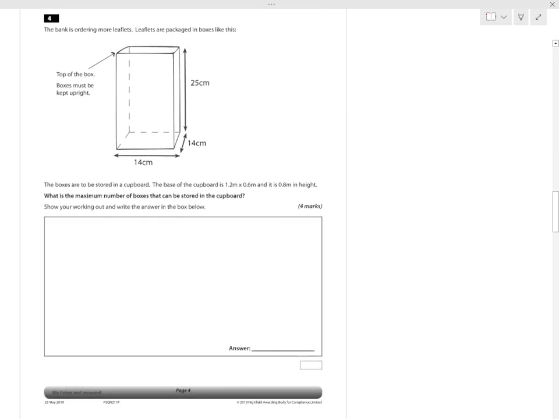Okay, the bank is ordering some more leaflets. They're packed in boxes. The boxes are stored in the cupboard. The base of the cupboard is 1.2 by 0.6 by 0.8. What's the maximum number of boxes? Instead of doing the volume of the box and the volume of the cupboard, they've got to go in upright, so we do this.